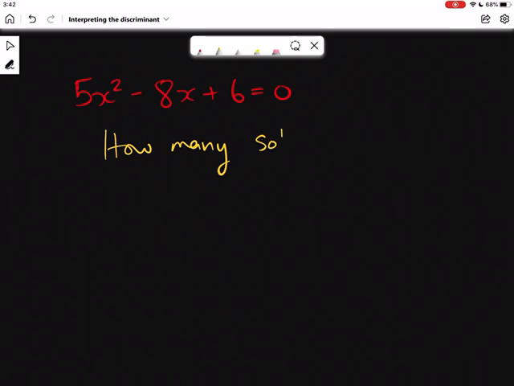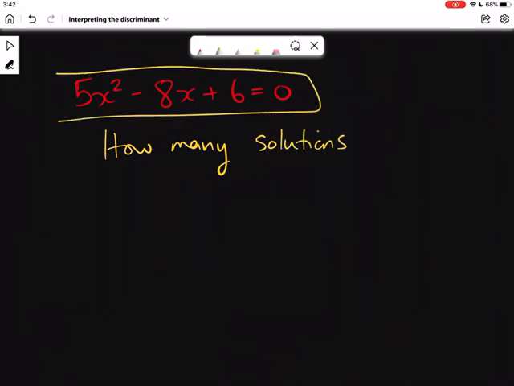Okay, so let's look at some examples of quadratic equations where I'm not necessarily looking for the solution. I don't necessarily care what x is, but I'm more concerned about how many solutions. So regardless of what x could or couldn't be, how many possible solutions could I have to this equation, for example? There's a quick way I can check that, and it involves the quadratic formula.